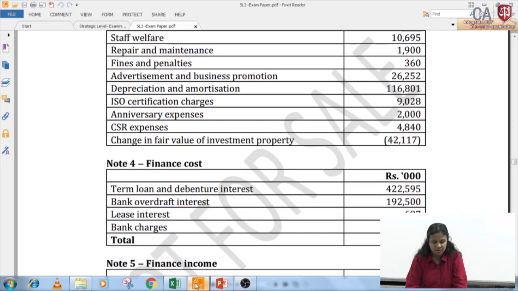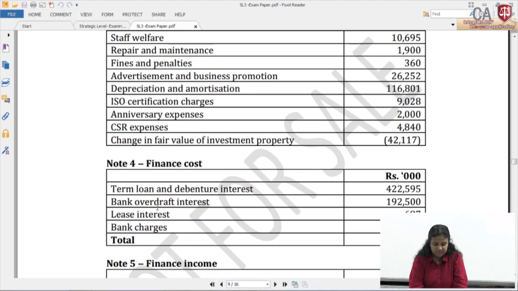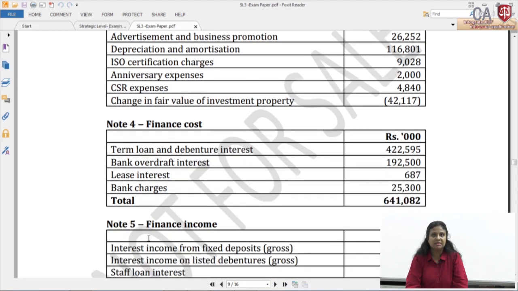Then finance cost: term loan and debenture interest, bank OD, lease interest, bank charges. Anyway, bank charges are also included under the finance cost. Be careful when you are taking the amounts to the finance cost, only take the long term loan, bank OD and the lease interest. Okay, we will see the share capital plus reserves into 4 times, or whether all the finance costs are eligible to deduct under section 12, we will look at.